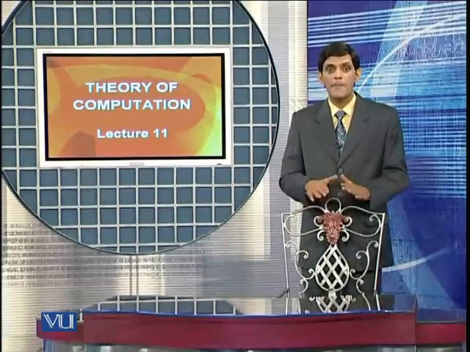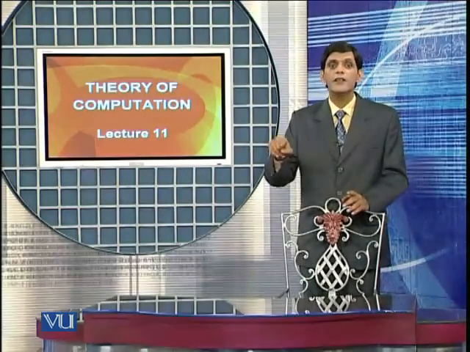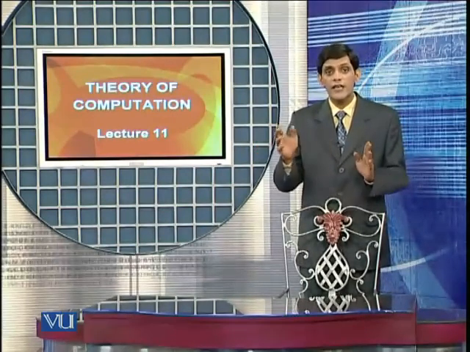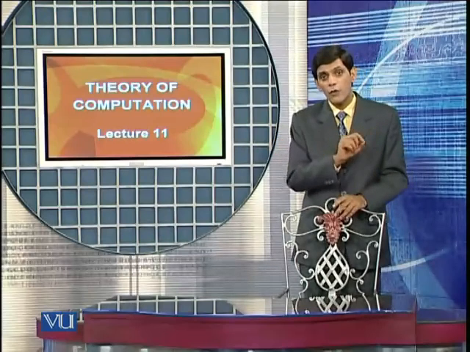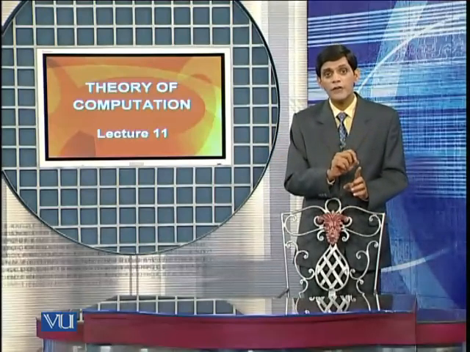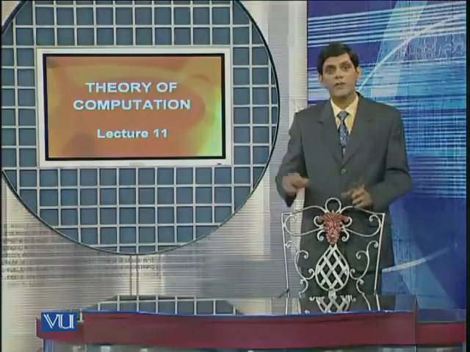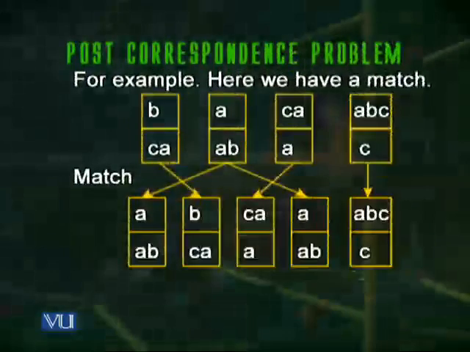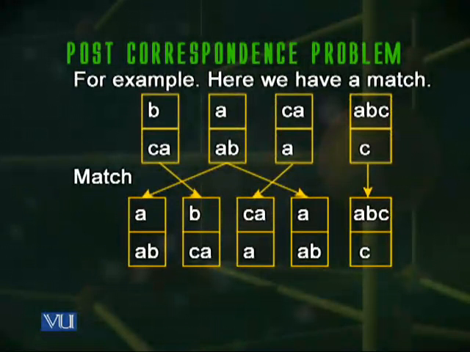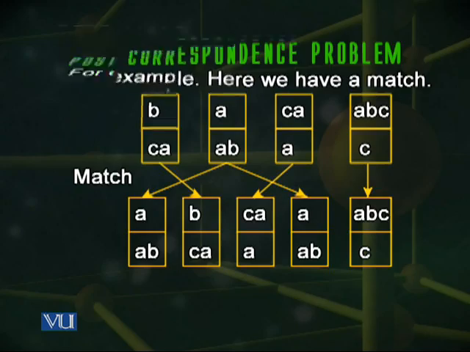We call a list a match if when you read the top of each domino, you get a string that matches what you get when you read the bottom of each domino. Let's have an example of a match here. If I read the top symbols, that gives me ABC, AA, BC. And the same is the case when I read the bottom, I get ABC, AAA, BC.